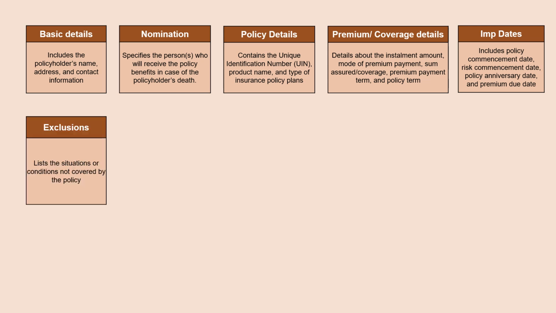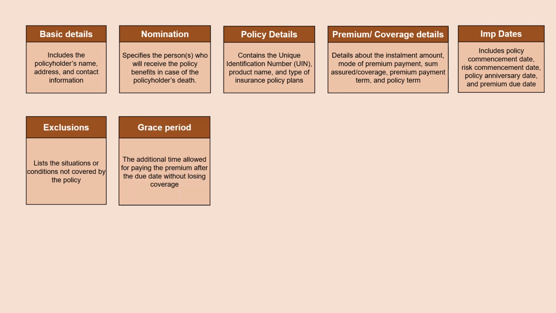Exclusions. This clause lists situations or conditions for which the insurance company is not obliged to make any claim payments. The insured should read this section carefully to avoid claim rejections. Grace period. This is the time frame, typically 30 days, during which the insured can make overdue premium payments without incurring additional charges.